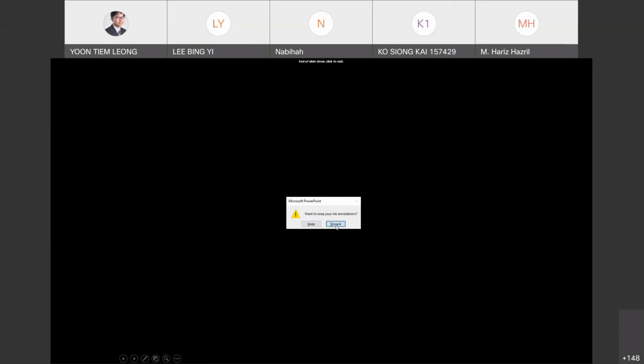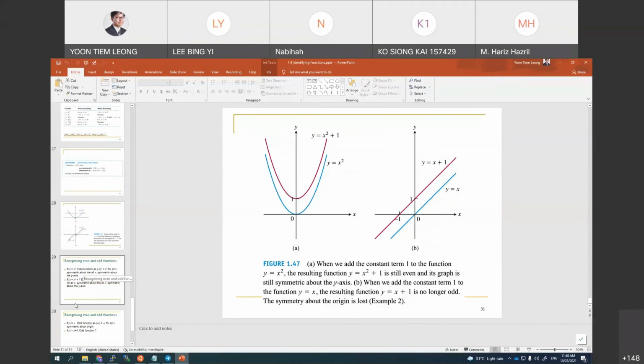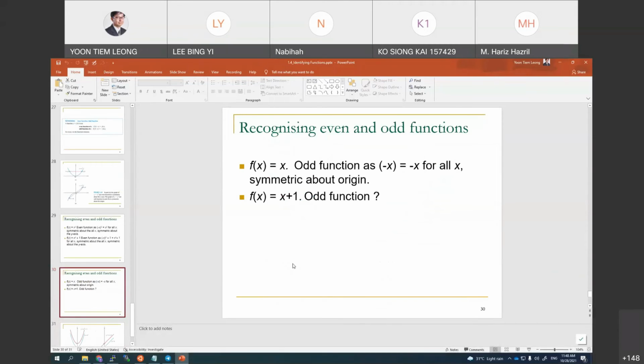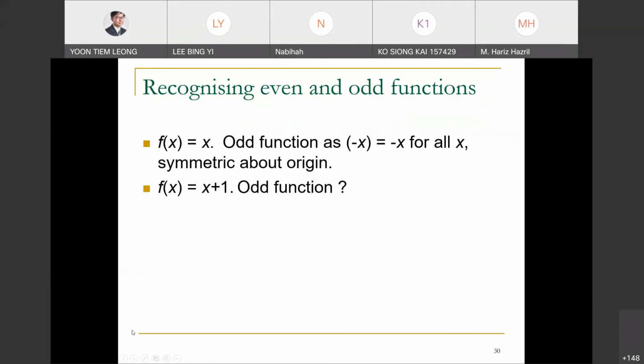Okay, so therefore you would say f of x is equal to negative f of negative x. This is a conclusion that you can obtain after you replace x by minus x. Therefore, with that symbol saying therefore, f of x equals x is odd.